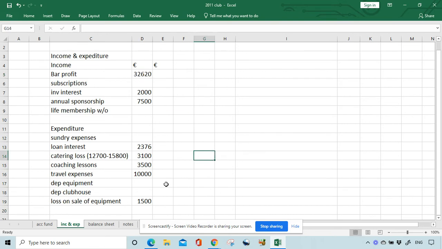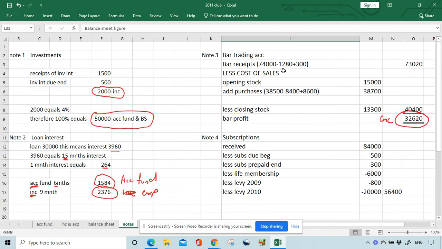32,620. Important part here is your debtors and creditors. Don't forget them. So take away debtors at the beginning, add debtors at the end. Take away creditors at the beginning, add creditors at the end. Okay. Next note is subscriptions.